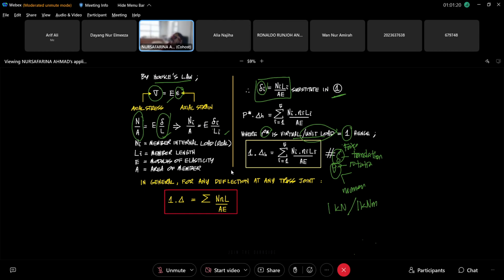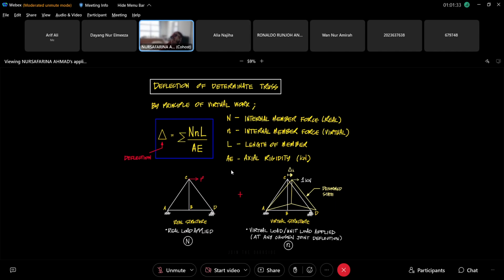So therefore, the general equation for any deflection of any truss is 1 times delta equals summation of nNL divided by AE. What is nNL divided by AE? Capital N is for the real structure, so you need to find the internal member forces for the real structure. Small n is for virtual. L is the length of the member and AE is the axial rigidity.